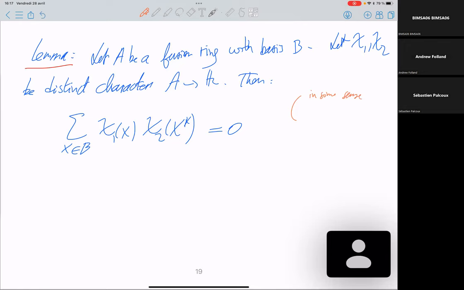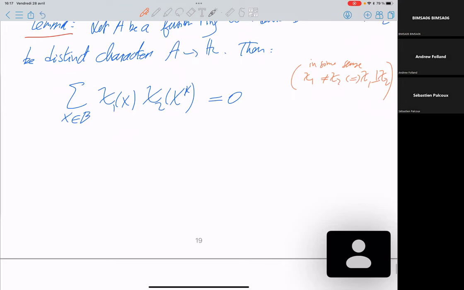Chi1 different from chi2 is equivalent to chi1 orthogonal to chi2. So this is the proof of that, where we will see more details about character and eigenvalue of fusion matrix. For that, we need to recall.